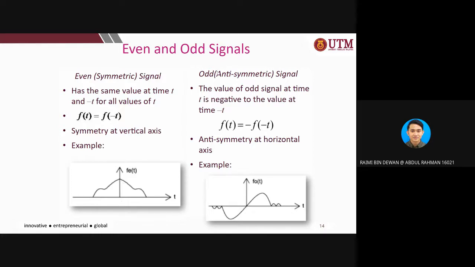And we have the odd, or anti-symmetric, signal. The value of an odd signal at time t is the negative of the value at time negative t. So you can see here, at the positive time, the pair will be negative. For example, if you have f(1) equal to 1, then f(negative 1) will be negative 1. So it will be anti-symmetric about the horizontal axis.